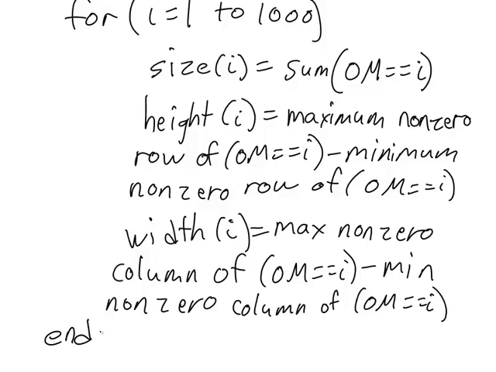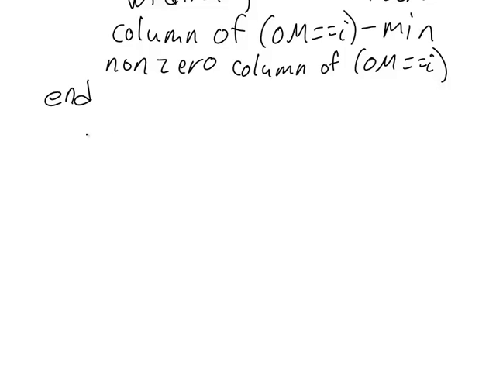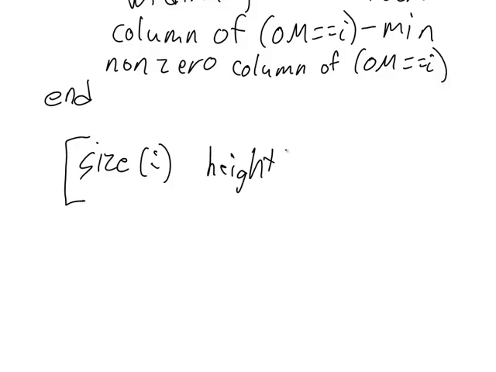Once we've gone through this entire for loop, we will have calculated the size, height, and width of all of the objects found by image segmentation. We will then take the size, height, and width for all of the objects and plot them as vectors, where each vector consists of 3 elements: the size of object I, the height of object I, and the width of object I.